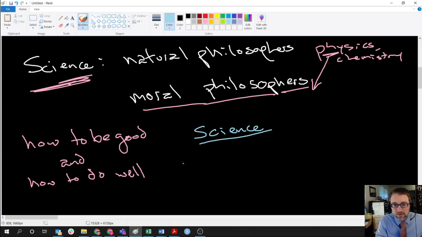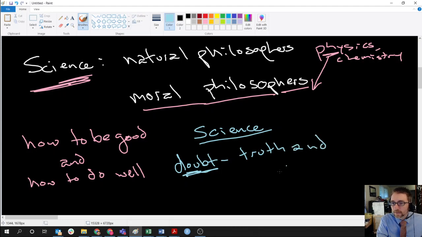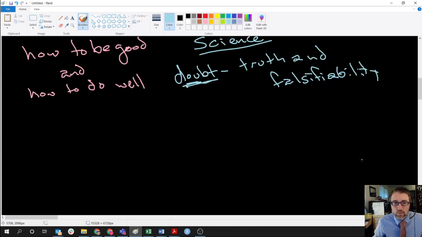Really, I think what makes it a science is a few things. One of the things that makes it a science is that one of the foundational principles is doubt. Doubt matters a lot. Truth and falsifiability are really important in all sciences. In the philosophy of science, it's tricky to wrap your head around this because it's a very weird way of thinking about truth that I don't think comes naturally to people.